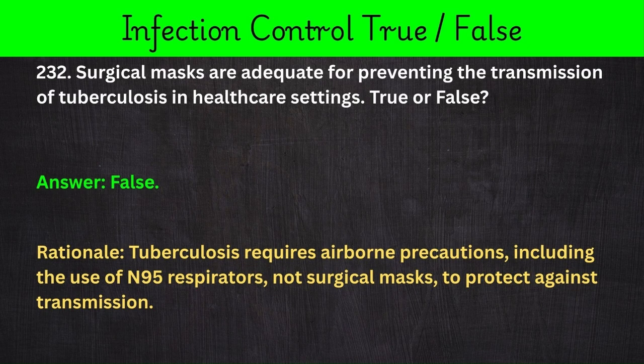232. Surgical masks are adequate for preventing the transmission of tuberculosis in healthcare settings. True or false? Answer: false. Rationale: tuberculosis requires airborne precautions, including the use of N95 respirators, not surgical masks, to protect against transmission.